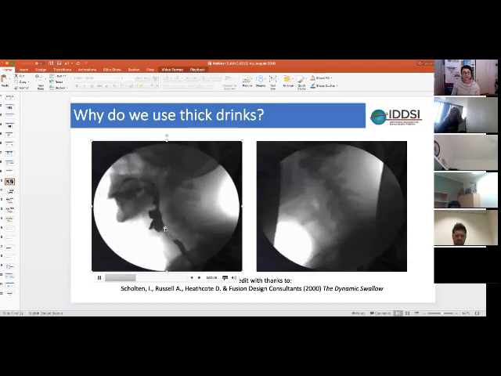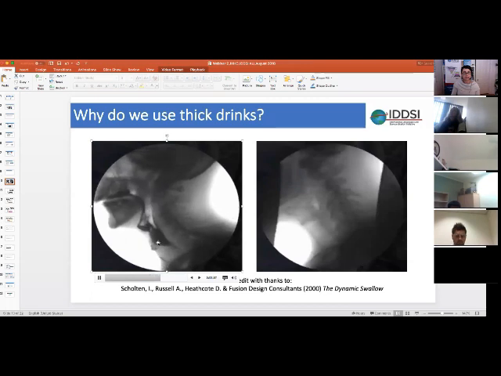So the black stuff is the liquid going down. That element has gone down into the esophagus, but this portion down the front here has gone down into the airway, causing that person to cough.